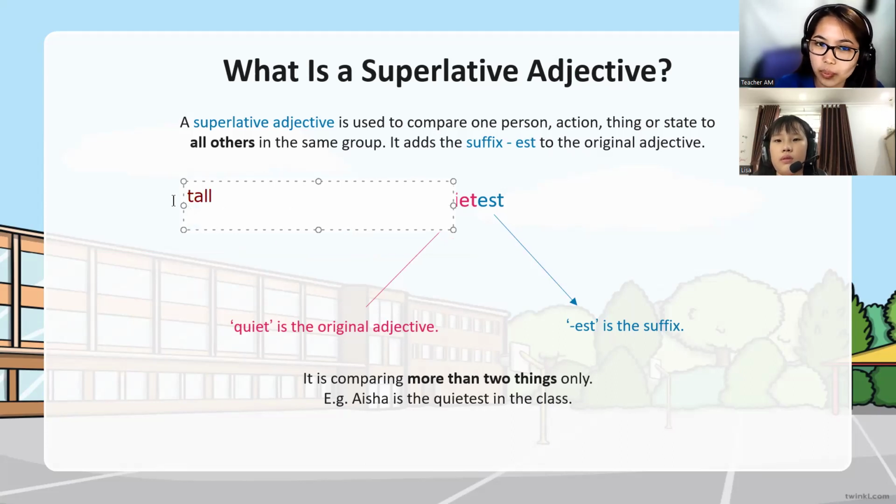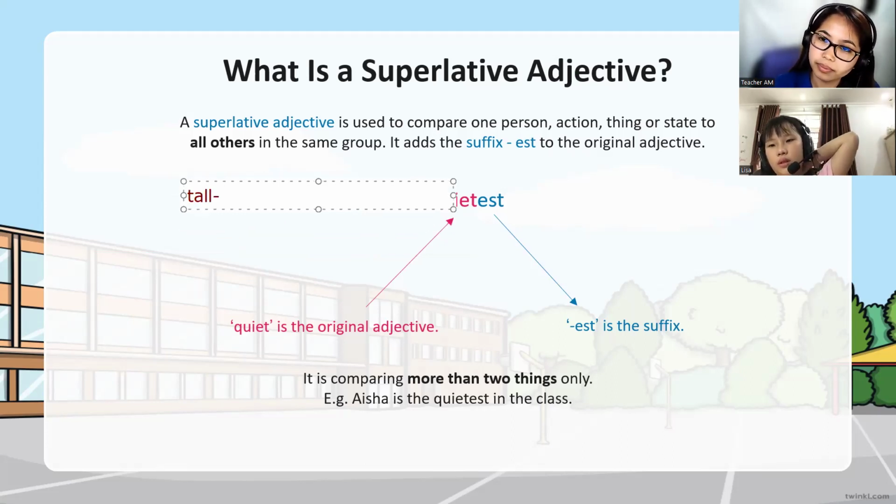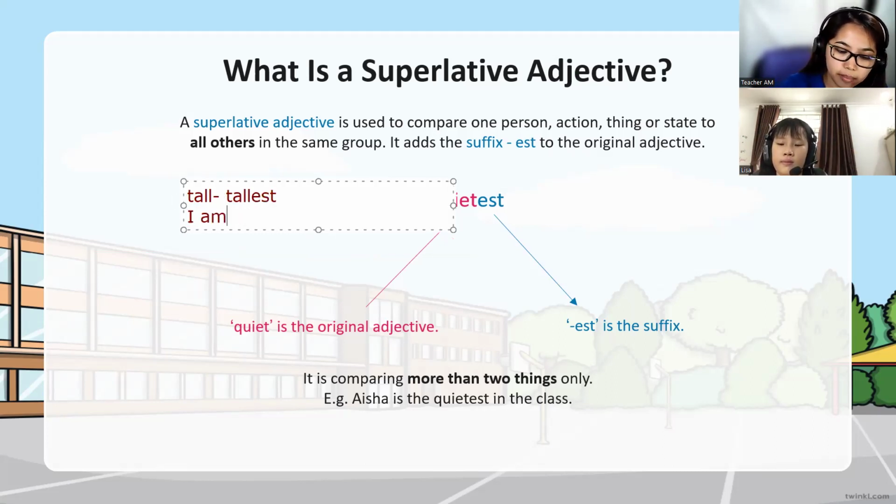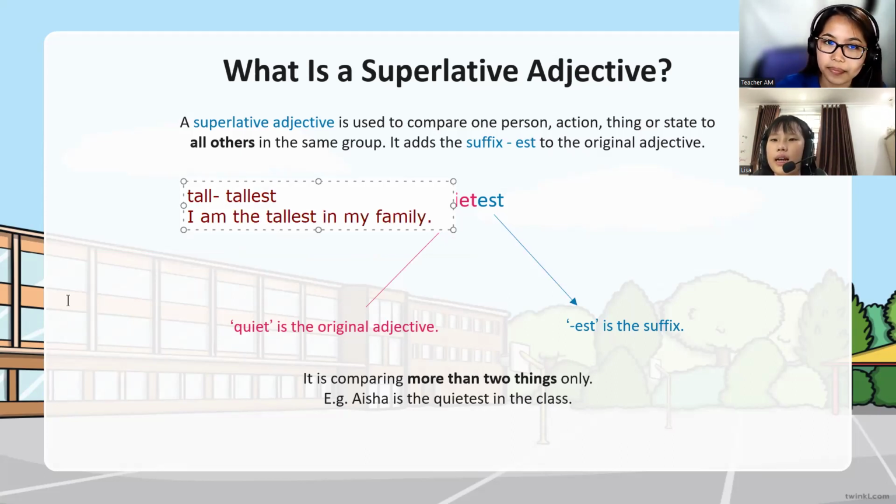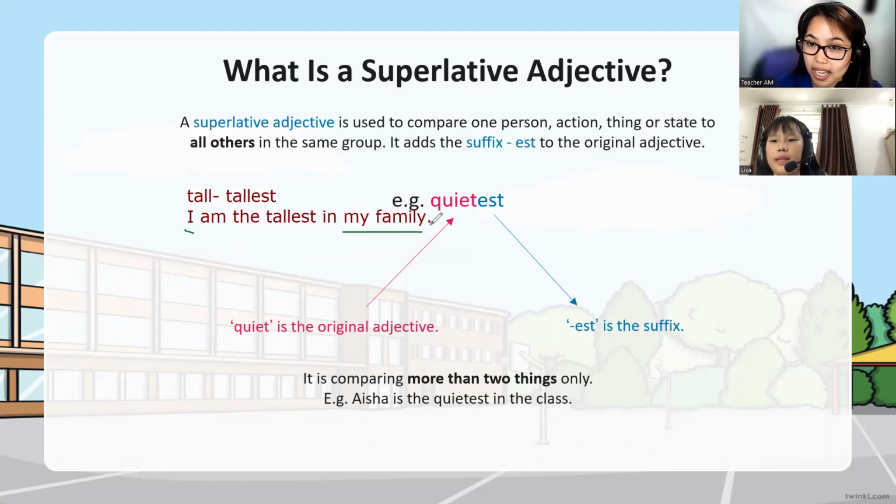Tall. What's the superlative adjective? Tallest. Very good. So here, I am the tallest in my family. Okay, so what am I comparing? I'm comparing myself to my whole family. So we use the superlative adjective if we are comparing a group or a whole or entire. Do you have any question, Dolin?